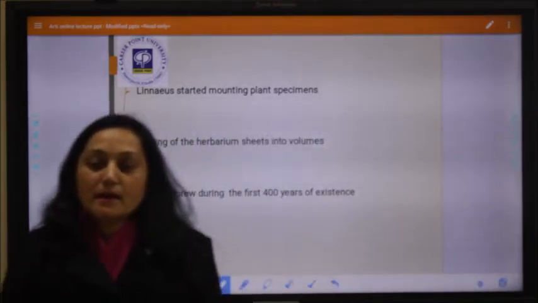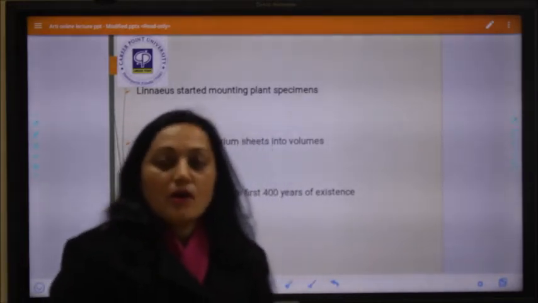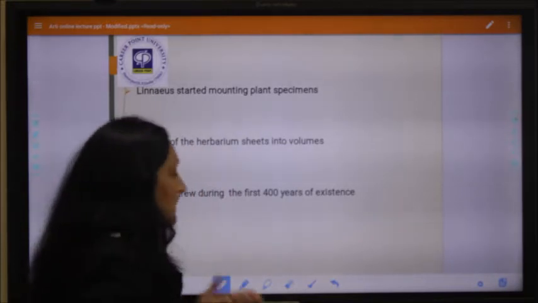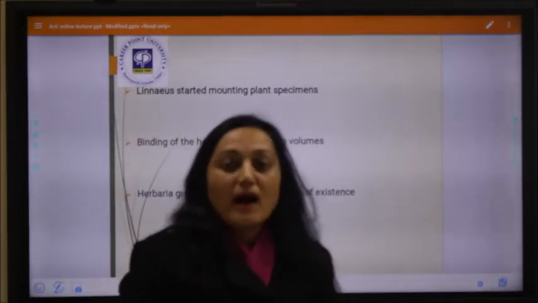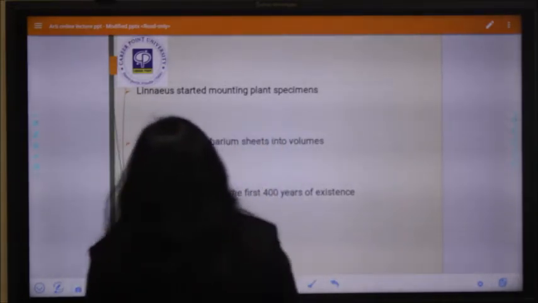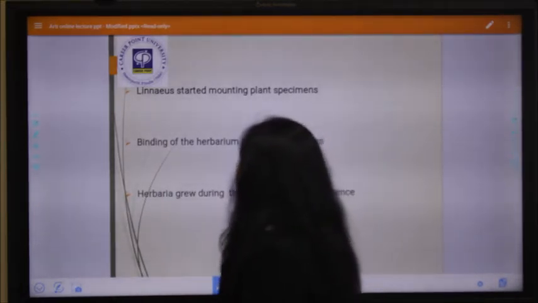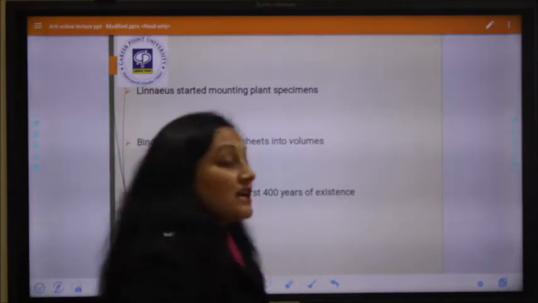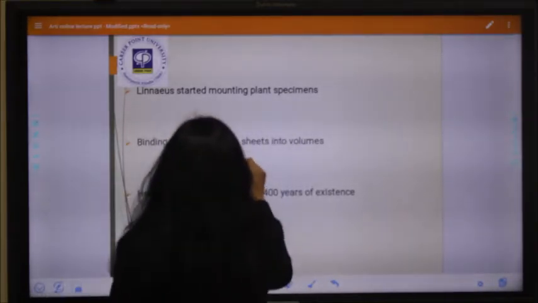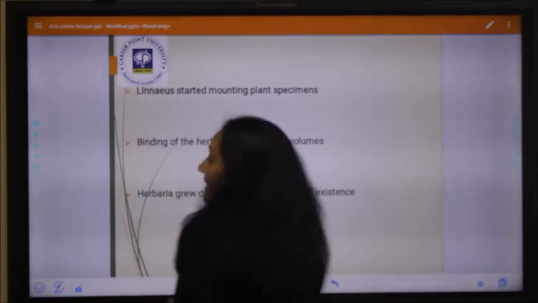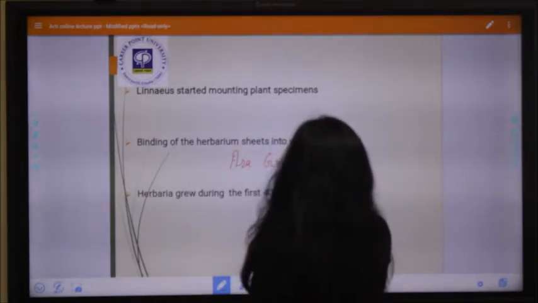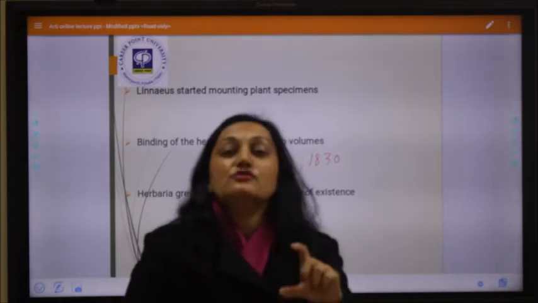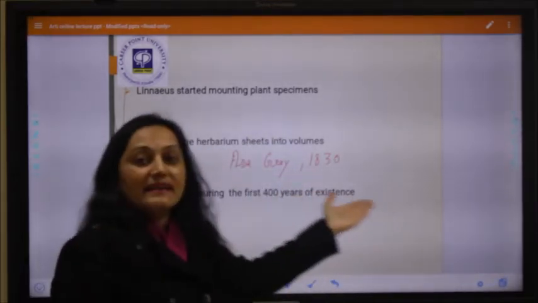Linnaeus started mounting dried plant specimens on paper horizontally, instead of binding them into volumes. And the binding of herbarium sheets into volumes was started by whom? It was started by Asagre in 1830.